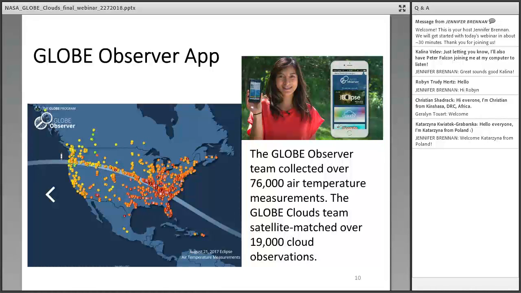Some of you have used it, particularly for the great North American solar eclipse. This is one of the most successful times that the app was used. What the app was asking was for people to have some sort of way to determine air temperature and collect observations of temperature and clouds during the solar eclipse. And due to this, the GLOBE Observer team was able to collect 76,000 air temperature measurements. And we here at NASA Langley were able to match 19,000 cloud observations, which is really exciting.